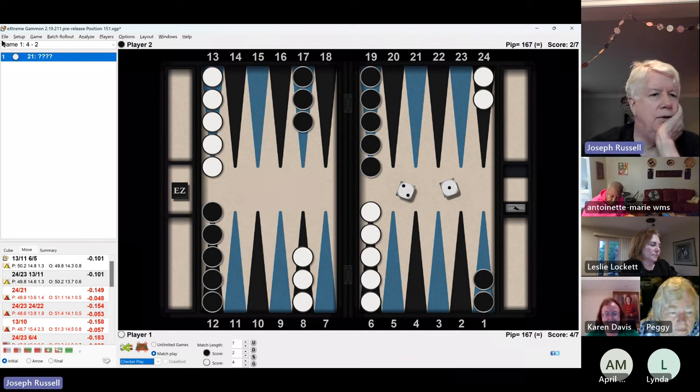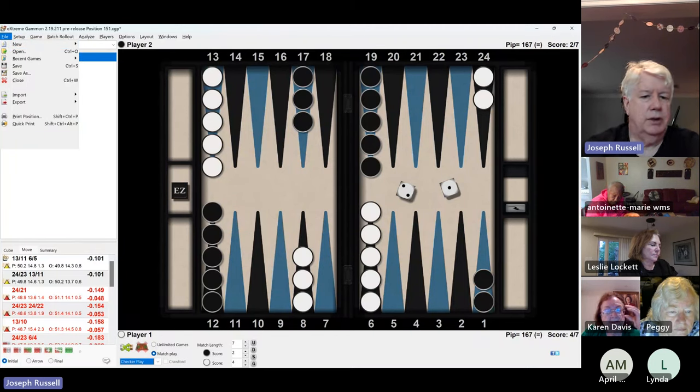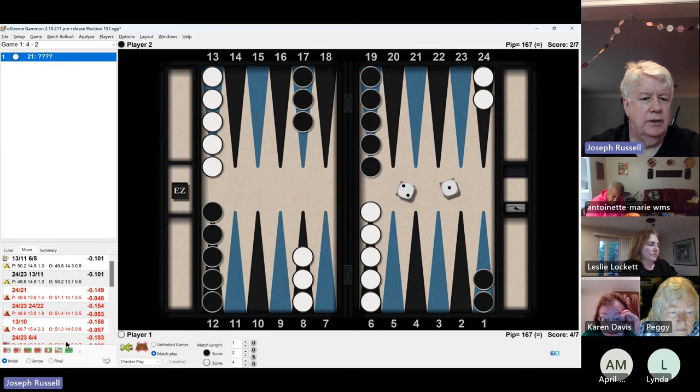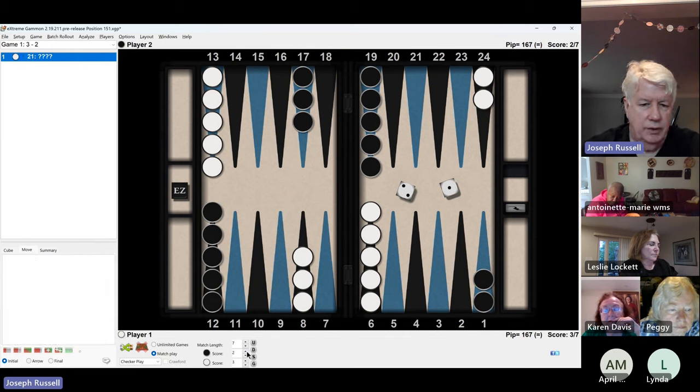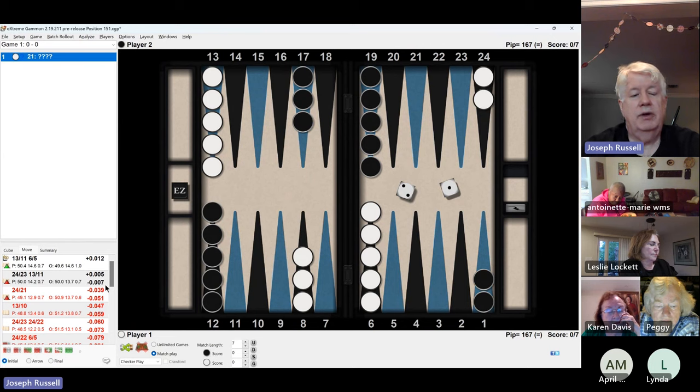Okay, fine. A lot of these scores are very small, but let's look at a few of these scores that we talked about. So this is the 7-point match. I don't know why my XG is acting funny, but hopefully it's going to work. Let's talk about the 2-1 in the 7-point match. You can see at 0-0, 13-11-6-5 is slightly better than 24-23-13-11. It's 0.007, a very small difference. Some of these will be quite big, but you can see at various scores.